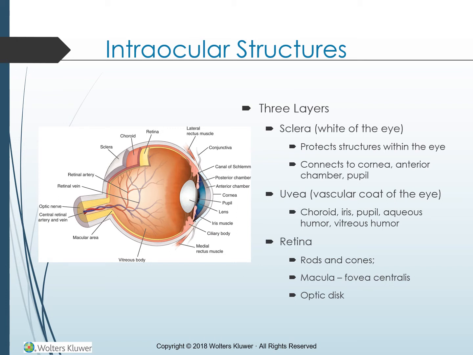S-C-H-L-E-M-M. Vitreous humor is thick, gelatinous material that maintains the spherical shape of the eyeball. It also maintains the placement of the retina. See Figure 41.3 on page 707.